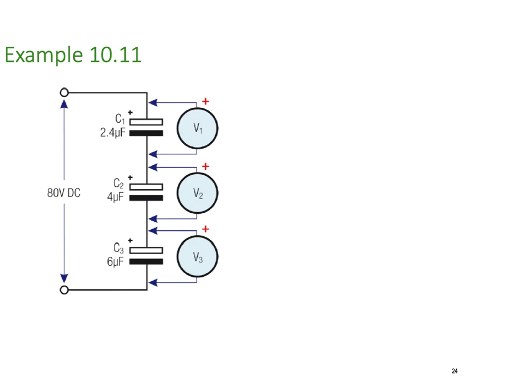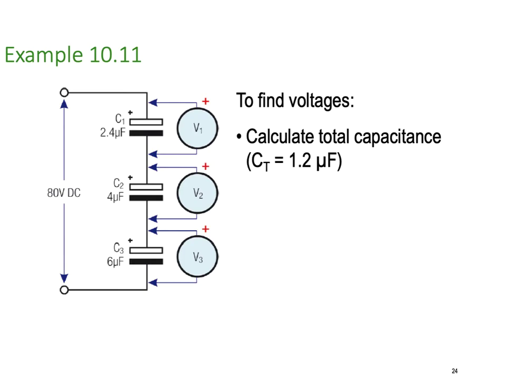So here's a little example. Here we've got a 2.4 microfarad capacitor, a 4 microfarad capacitor, and a 6 microfarad capacitor. We've got 80 volts applied across it, and we want to know what the voltage is across V1, V2, and V3. To find the voltages, we've got to calculate the total capacitance. C total is 1.2 microfarads: 1 on 2.4 plus 1 on 4 plus 1 on 6, add that together and invert it back, and you'll get 1.2. Remember, our total capacitance has to be less than the smallest capacitor, which is 2.4, so 1.2 makes sense.